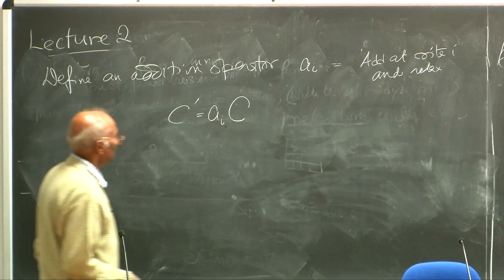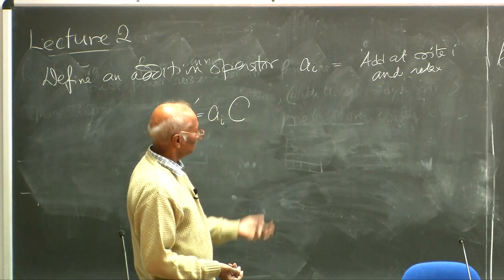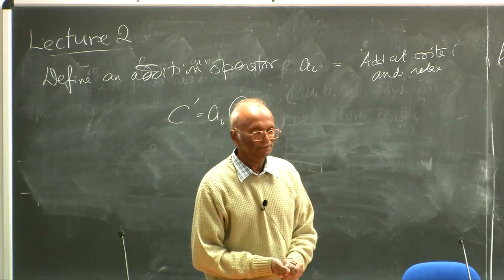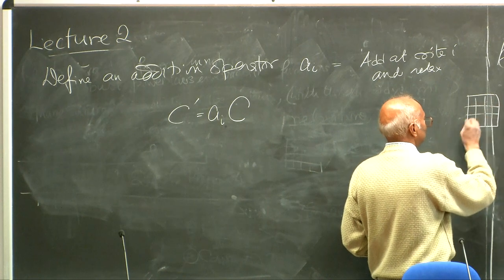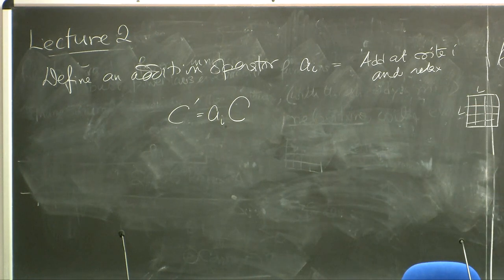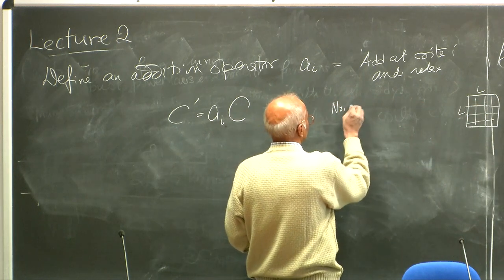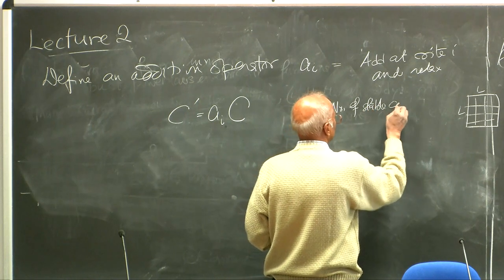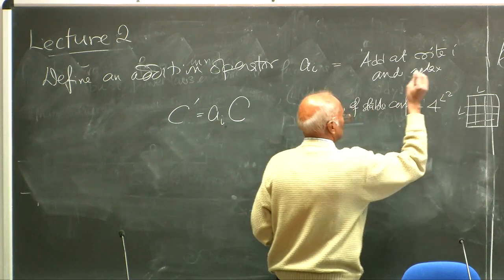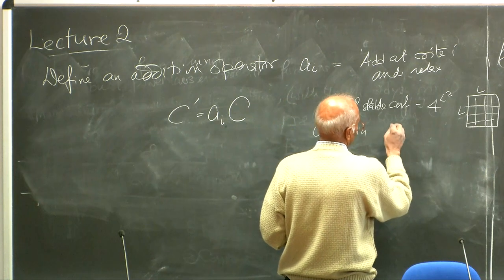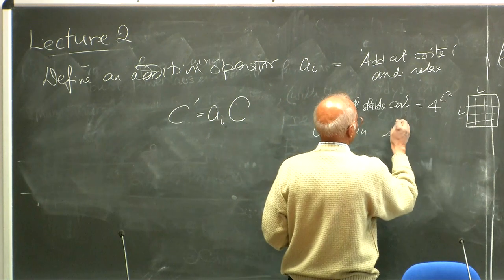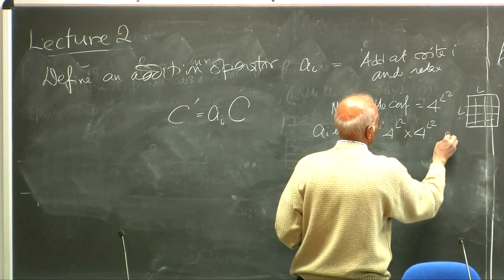Okay, so what are the allowed configurations C which are stable? Let's take the square lattice, L by L. So the number of configurations allowed is 4 to the power L squared. Number of stable configurations. So I can think of this A_I as a 4 to the power L squared cross 4 to the power L squared matrix.